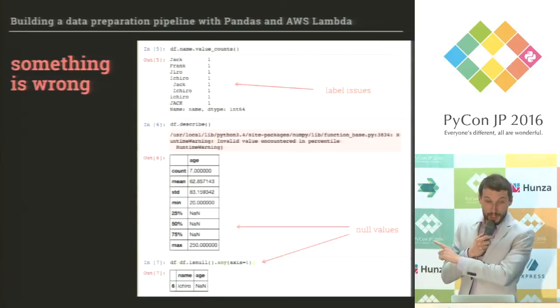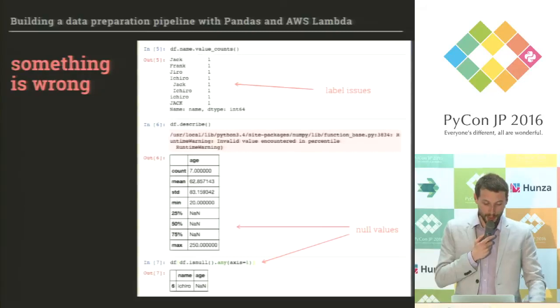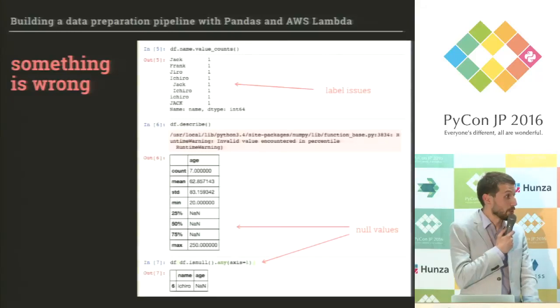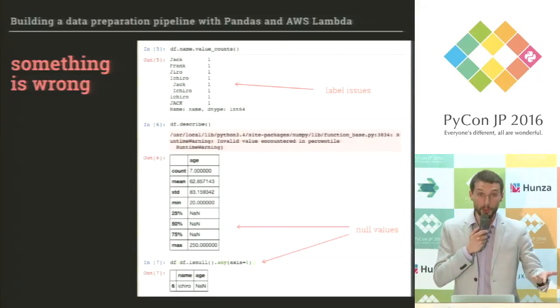I can also do some simple description to see a bit what's inside the data. And we see that there is some issue calculating the quantiles, and this is because some values are null, are not numbers, and so Pandas is not able to calculate a proper value. So we need to fix those things.